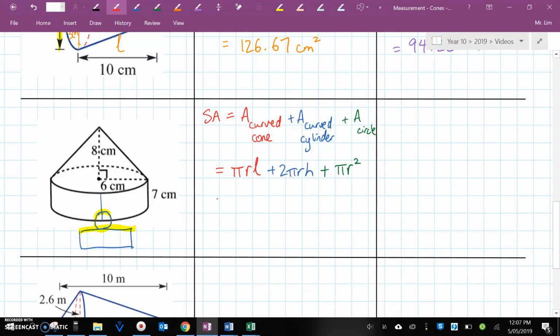So, that gives us pi times 6 times the slant height, which is not given to us. So we need to work it out. The slant height is the hypotenuse. So it's going to be the square root of 8 squared plus 6 squared. We're going to add our 2 pi times the radius times the height. And add our circle, pi times the radius squared.